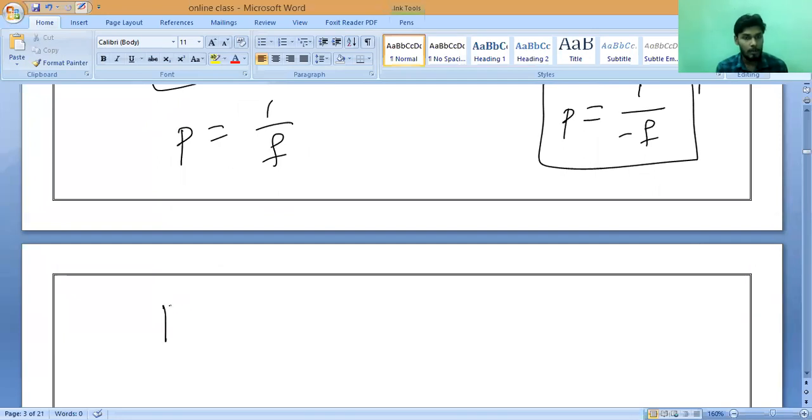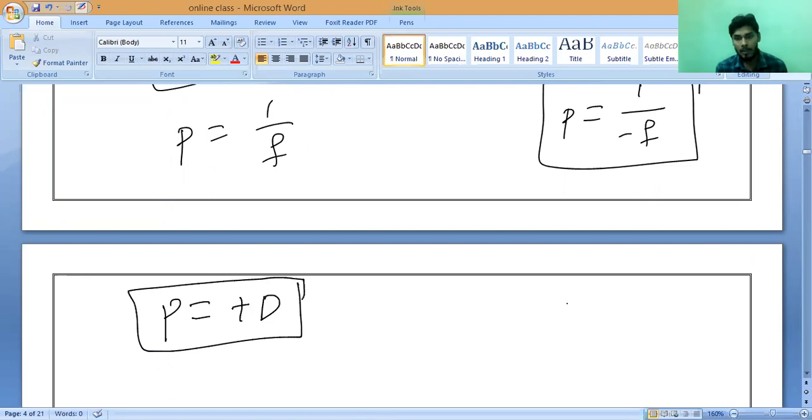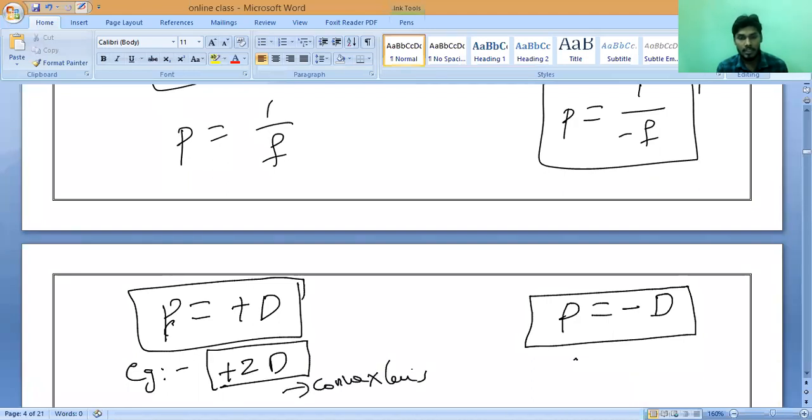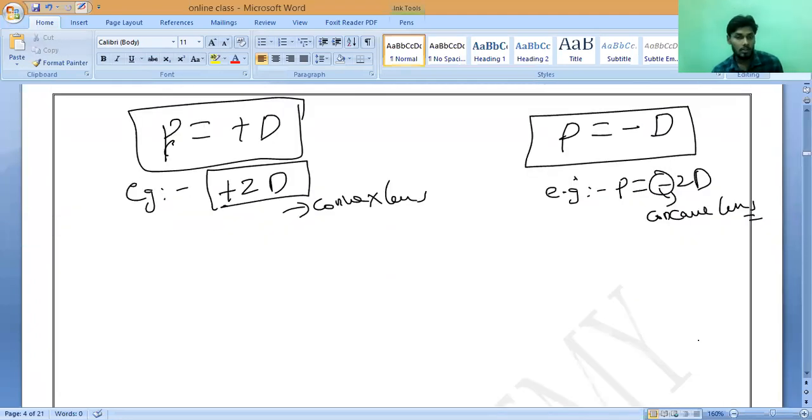So for the convex lens, the power will be in plus dioptres. And for the concave lens, the power of the lens will be minus dioptre. So for example, if the power of the lens is plus 2D, which lens is it? Convex lens. If the power of a lens is P equals minus 2D, then this is a concave lens. That is what you should remember.